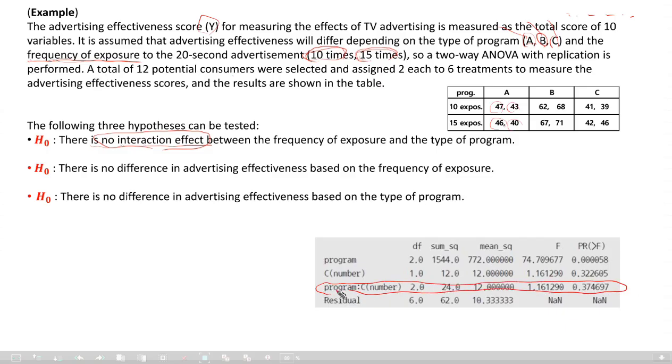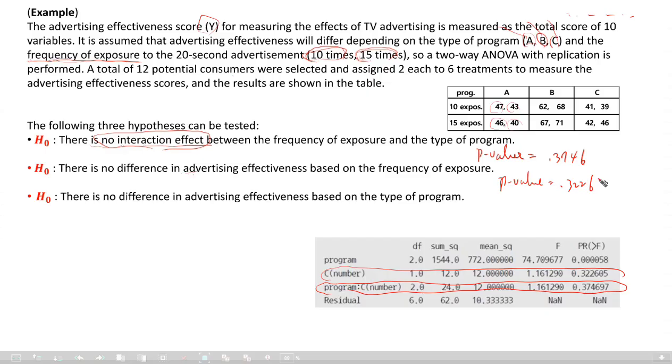The result is here. Say the p-value is 1.3746, a very big p-value. So you conclude there is no interaction effect. And for advertising effectiveness based on frequency of exposure, that is this one. So the p-value will be 0.3226. Okay, there is no difference, I mean, no exposure treatment effect.